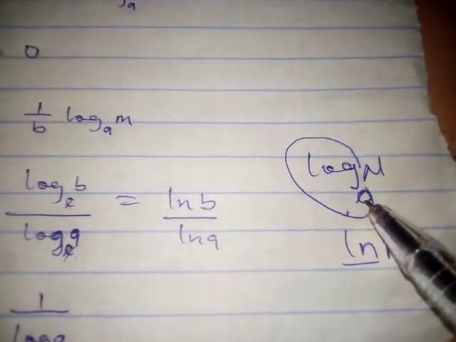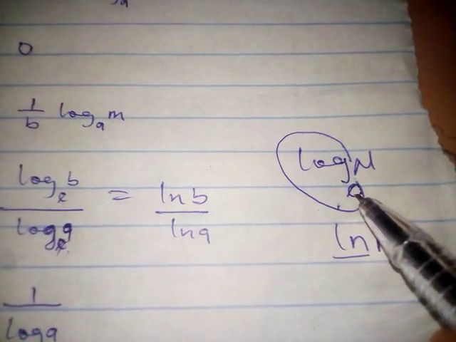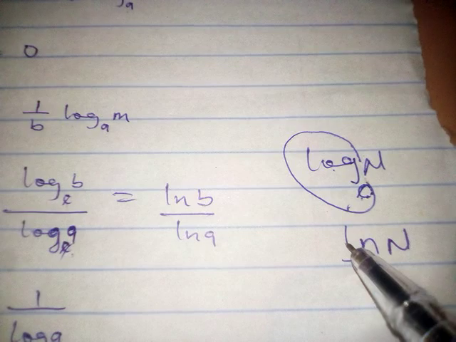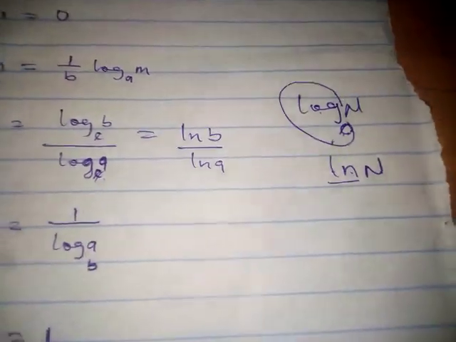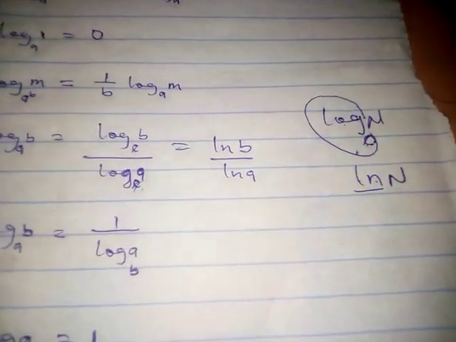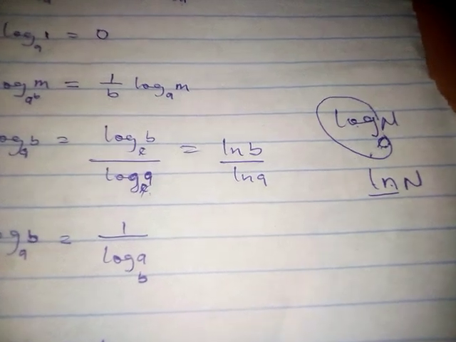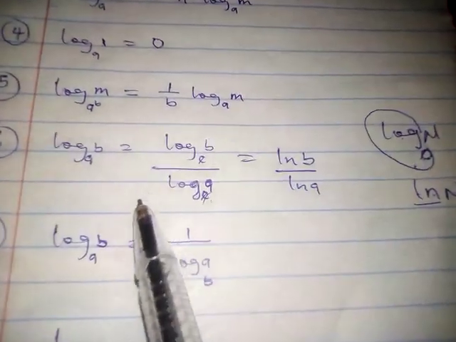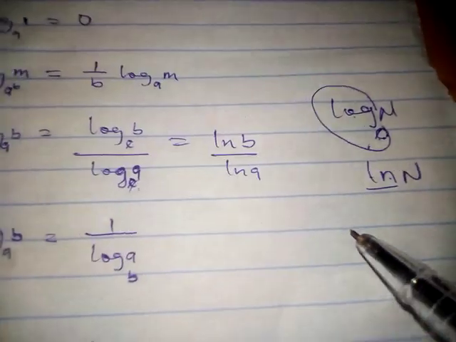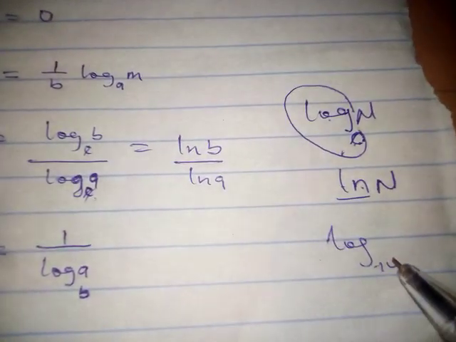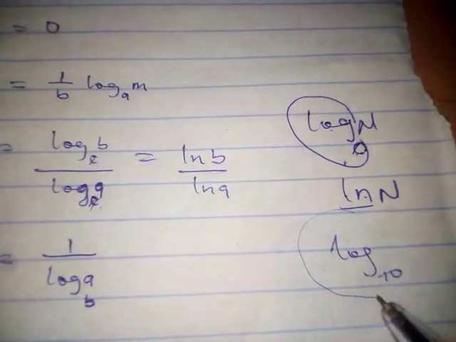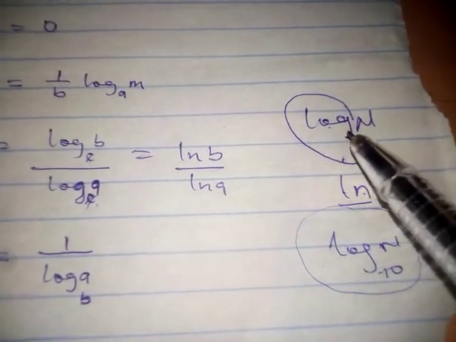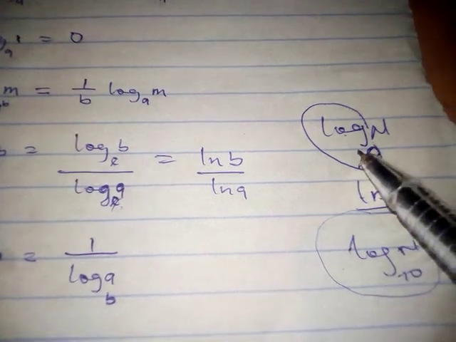This is the same thing as logarithm with base e. e is a natural number, Euler's number. So logarithm of n with Euler's number as base is ln, known as the natural logarithm. There are two types of logarithm: common logarithm and natural logarithm. The common logarithm is the one with base 10, and then this is your natural logarithm, either this or this.